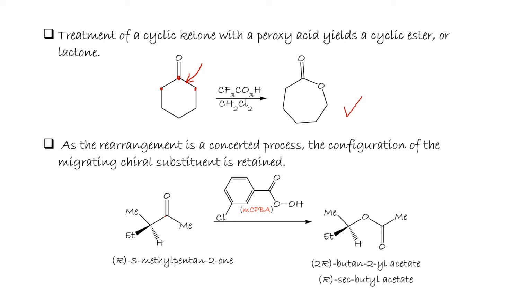Here we have the carbonyl, we have methyl, and we have secondary butyl. Well, so this one will migrate. It has an R configuration. It will migrate without change in the configuration to get R butyl acetate. So the oxygen will get inserted in here.